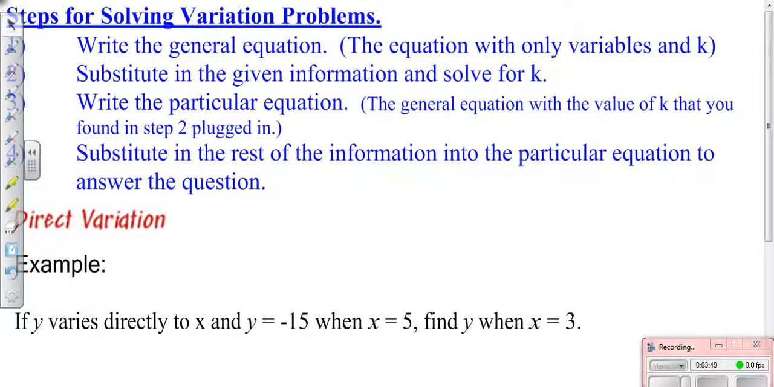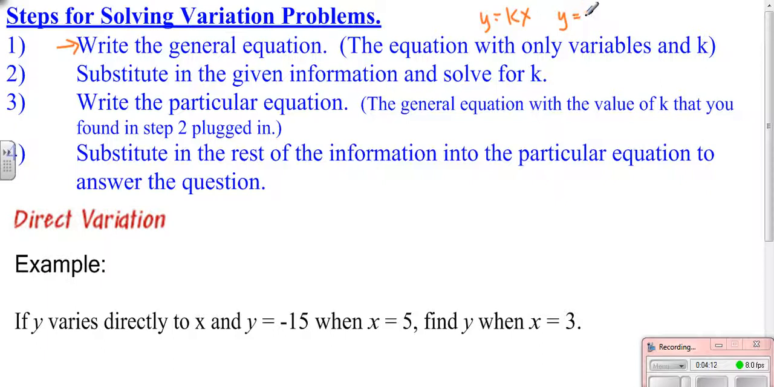So, steps for solving a variation problem. So first, write the general equation. So equation with only variables and k. So is it a direct variation where you have y equals kx? Is it some sort of joint variation where y equals k times xz, or is it some sort of inverse variation where y equals k over x? So figure out which equation you're going to use.